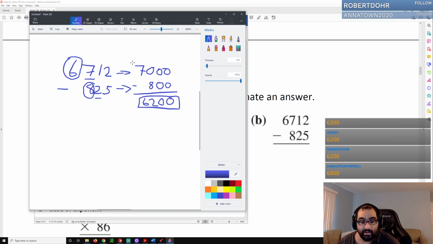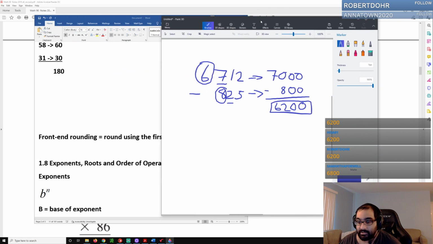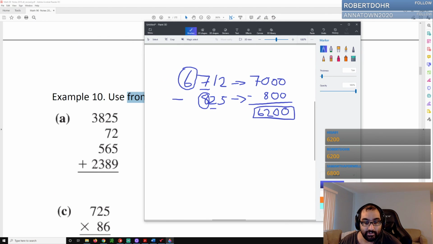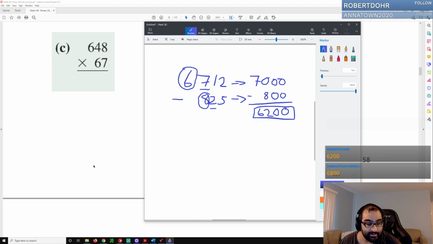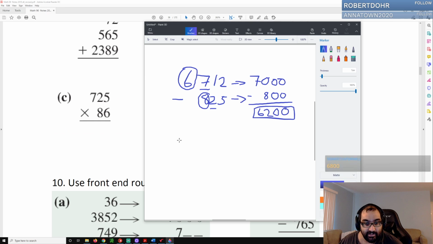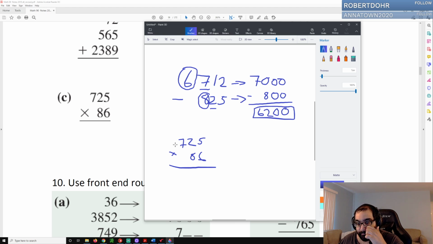Okay, let's go ahead and do another one here. Again, let's just do one more example here. Let's just go ahead and do that one there, 725 and 86. So we'll multiply here. Again, we're going to round using the first digit here. Underline what we need to use as a test.